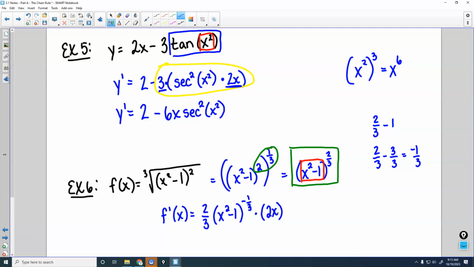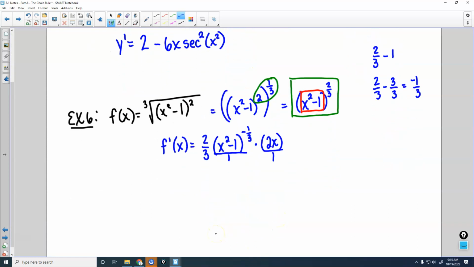Now, I think whenever you got fractions, sometimes it's helpful to put everything over 1 so you kind of know what you're dealing with, because sometimes it's hard to tell what goes to the top and what goes to the bottom. I would move that 1/3 back down to the bottom, so I got 2/3 times 1 over x squared minus 1 to the 1/3 times 2x over 1. And then you can multiply all the top stuff together, so you will get 4x on the top. On the bottom, you will get 3.